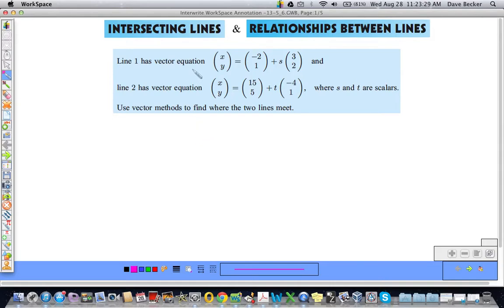Okay, so line 1, we know that x equals -2 plus 3s. And in line 2, we know that x is equal to 15 minus 4t. In line 1, we know that y equals 1 plus 2s. And in line 2, we know that y is equal to 5 plus t. Okay. Well, if these lines intersect, that occurs when this x is equal to this x and this y is equal to this y.